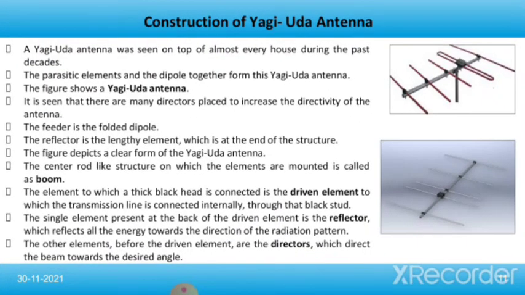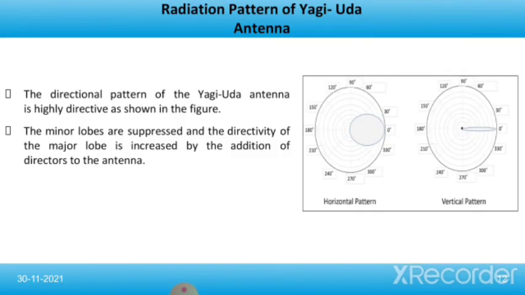The center rod-like structure on which the elements are mounted is called the boom. The element to which a thick black head is connected is the driven element, to which the transmission line is connected internally through that black stud. The single element present at the back of the driven element is the reflector, which reflects all the energy towards the direction of the radiation pattern. The other elements before the driven element are the directors, which direct the beam towards the desired angle. Now we'll talk about the radiation pattern of the Yagi-Uda antenna.